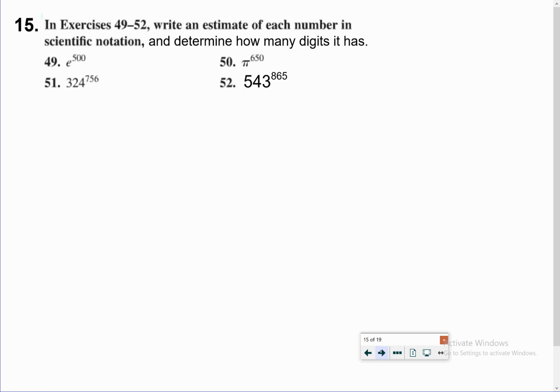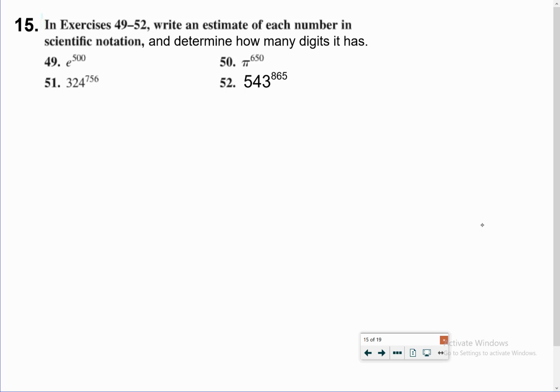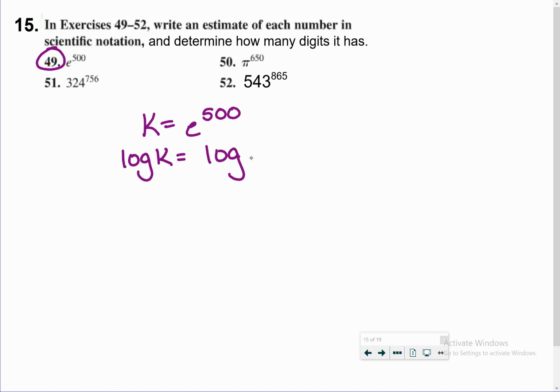Okay, really big numbers now. Write an estimate of each number in scientific notation and determine how many digits that number has. So these are the ones that are going to give you an overflow in your calculator. Pick a number. 49. Doesn't really matter. These are all pretty much the same. And when we did this, we called the number k. So the property says we're going to do a log base 10 on both sides to start, because base 10 is the power base 10 that I want my scientific notation ultimately to be. So it's going to help me get there.